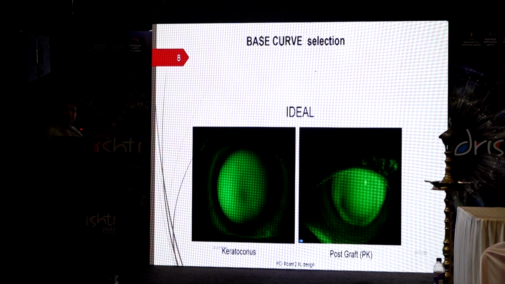So whenever I say central fit, central doesn't mean center of the cornea. In an irregular corneal condition, the center is the highest point of the cornea. In keratoconus, it is the highest point of the cone, whereas in a post-graft case, it will usually be along the periphery of the cornea. So that clarity needs to be understood, because most of us get confused. When I say central, they look at the center of the cornea. That is not the case in these designs.